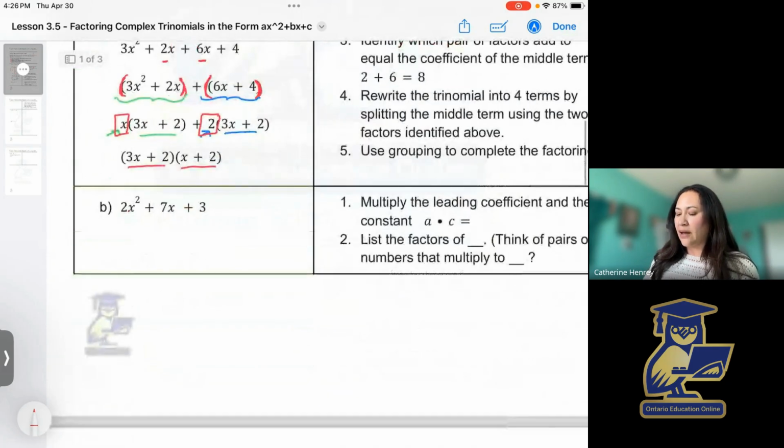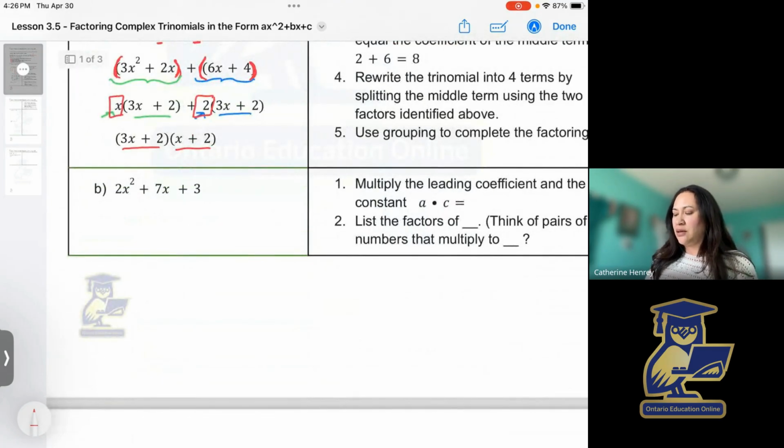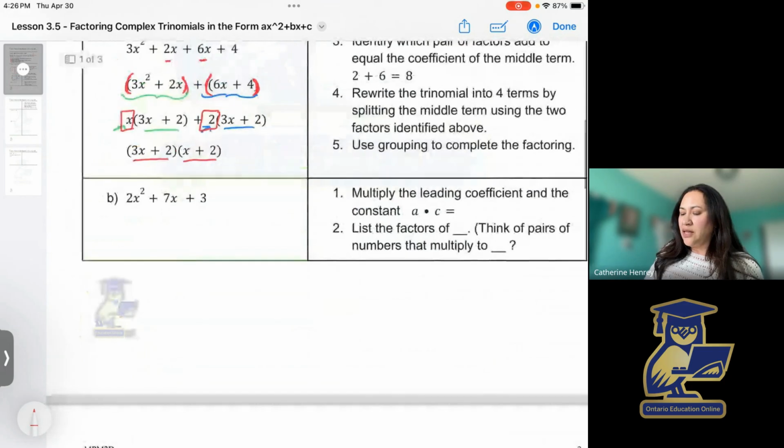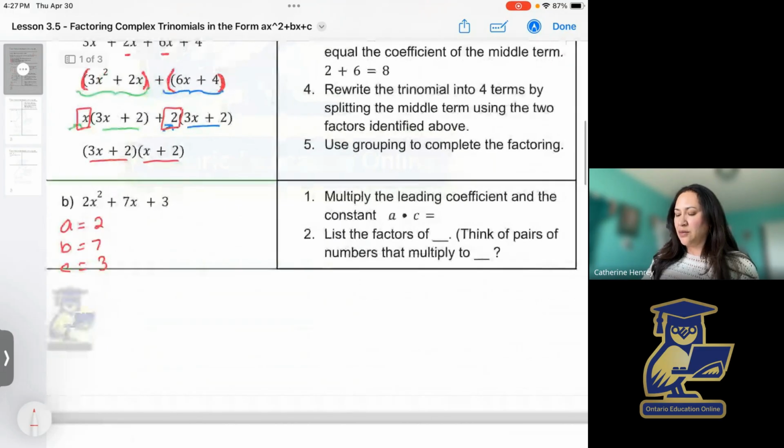Okay, so we have 2x² plus 7x plus 3. The leading coefficient, so a is equal to 2, b is equal to 7, c is equal to 3. And when I go over here, my constant is a times c. And so that is going to be 2 times 3, 6. So we're thinking factors of 6.